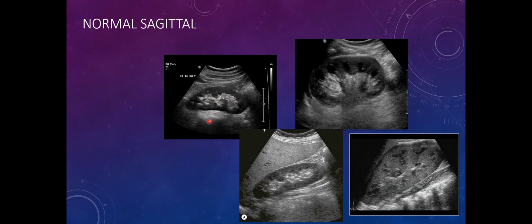and/or twinkle artifact. If you put color on, you get a twinkle artifact. Notice also kidneys have a nasty habit of creating this dirty shadowing. I don't even know why. Dirty shadowing is normally associated with air. Certainly not air in the kidney, but there's definitely a dirty shadow oftentimes out of a kidney. That just makes your job a little harder too.